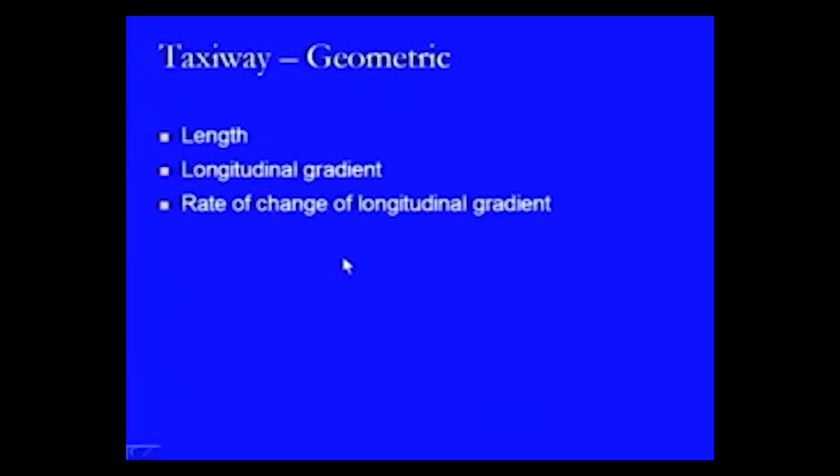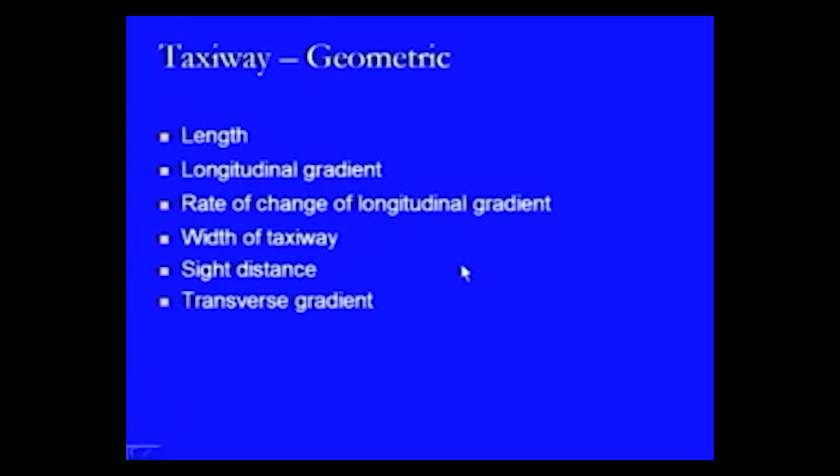With these aspects in mind, now we will look at the different geometric features of any taxiway. In the case of geometric features, we will be looking at the length of the taxiway, the longitudinal gradients, the rate of change of longitudinal gradients, the width of the taxiway, the side distance, the transverse gradient, the width of the safety area, and the turning radius. So, these are the different geometric features which we will be looking at, in a similar form as we have done in the case of the runway strips.